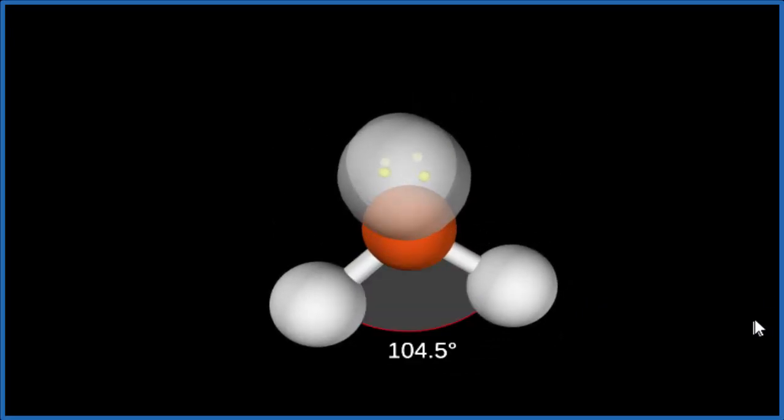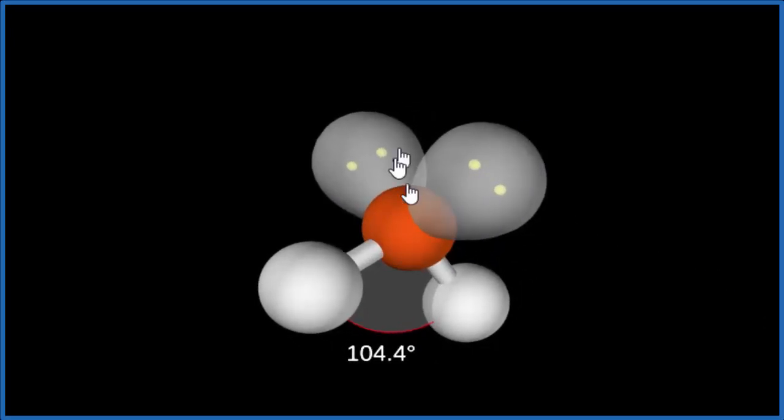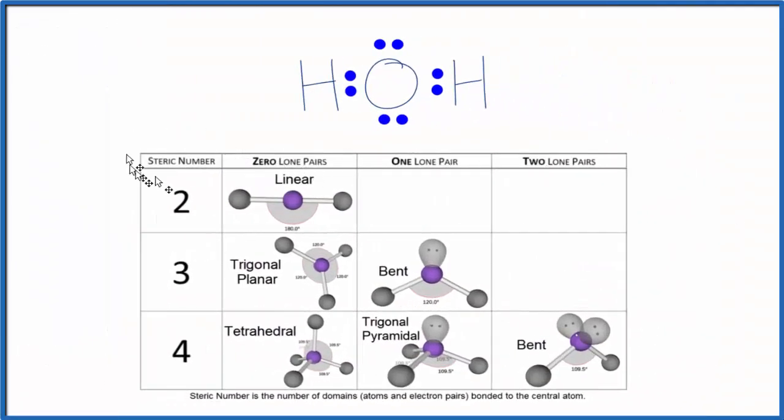That's different than what we saw on our generic table. And that's because of these lone pairs. They occupy more space, and they push the hydrogen atoms down. And instead of 109.5, we get this 104.5. That's the bond angle for this right here in the water molecule. So because we have a steric number of 4 with 2 lone pairs, those lone pairs push the hydrogens down, and we get a bent molecular geometry.